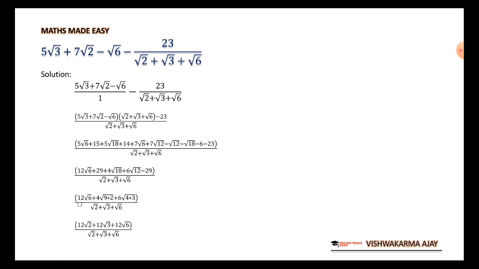What I have here is 12 root 2, because 9 is out, so 3 4s are 12. 4 is out, 2 6s are 12, 12 root 3, and then 12 root 6 as it is. I will take 12 common out of this bracket. So now we have root 2, root 3, root 6 in the numerator and denominator, that is going to cancel each other, and so our answer is 12.